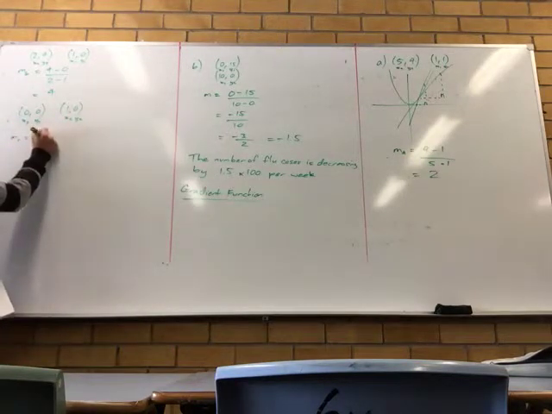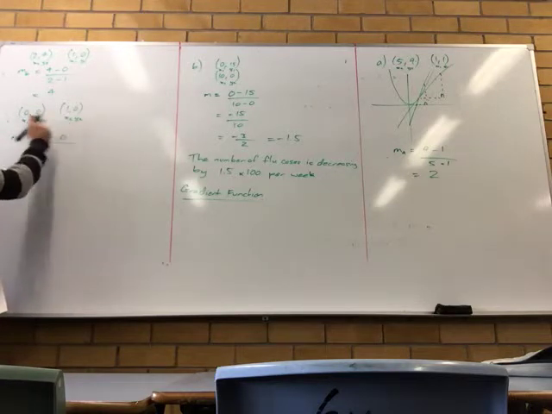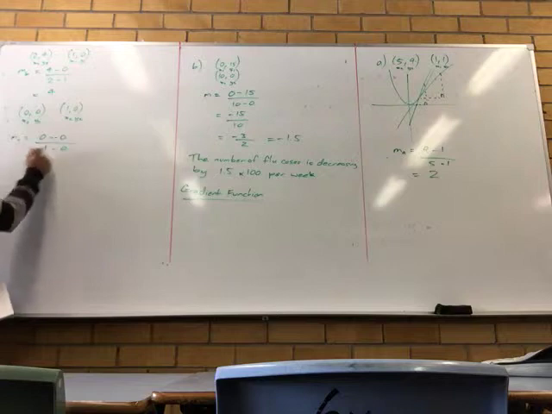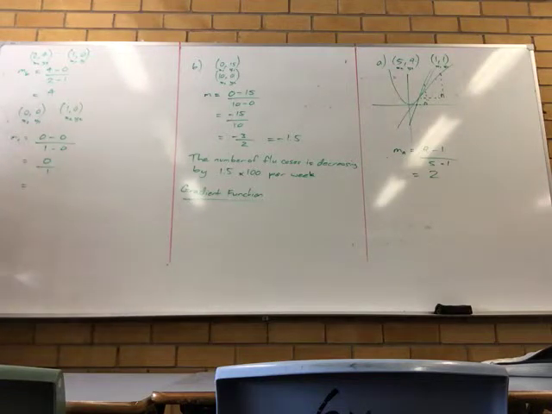All right, so the gradient at C is y2, 0, take away y1, which is 0. And then x2 take away x1, 1 take away 0. 0 over 1. 0 divided by any number apart from 0 itself is 0. So a horizontal line always has gradient 0. So for the gradient of C, put 0 please.